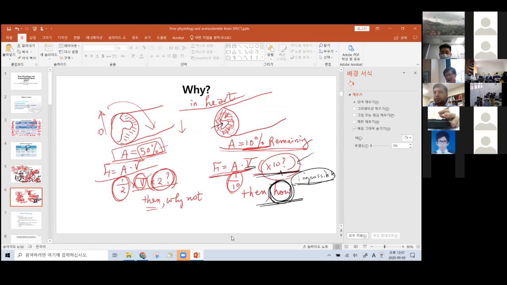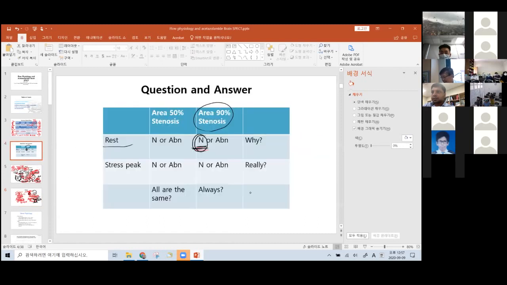Vasodilation. Vasodilation, but you mean that atherosclerotic areas are dilated 10 times like this? That actually doesn't happen. So Dr. Gill told that. Do you agree with Dr. Gill? 10 times is impossible, but the area of 90% stenosis usually shows normal MIBI uptake at rest. Then how can we explain?